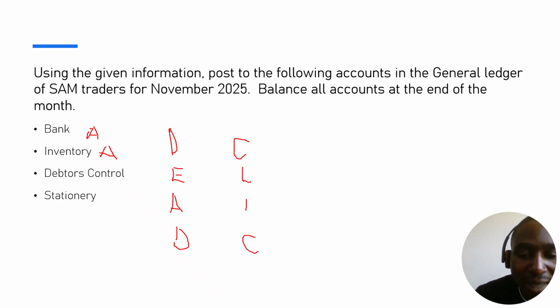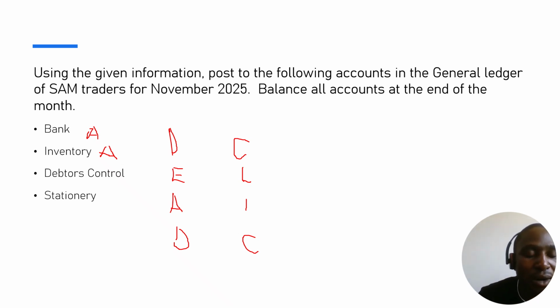And now, under inventory, the inventory that we are purchasing, the inventory that is coming inside the business, is going to go to the debit side. And the inventory that we are selling, that is going to a customer, is going to go to the credit side. All right.